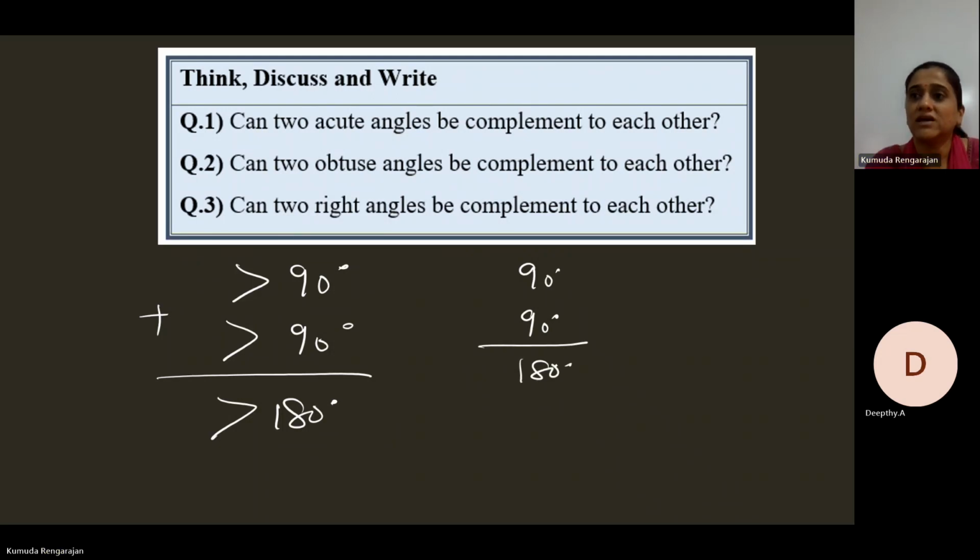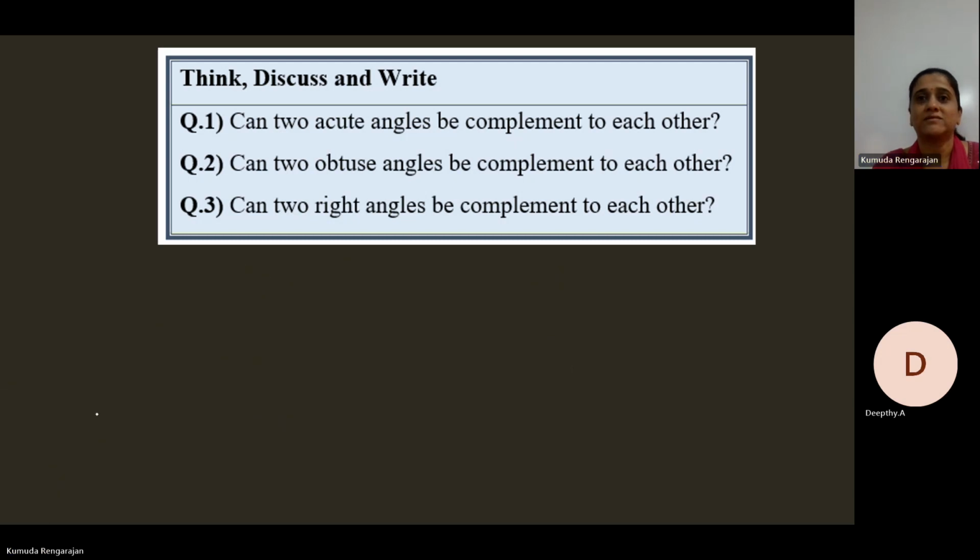So how do you check if they're complementary angles? You should find the total. If the sum of the two angles is exactly 90 degrees, not 89.5, you should strictly get the sum 90 degrees. No leniency there. If it was 89.99, you can't say yes, they are complementary. Exactly 90 degrees. So two right angles cannot be complements of each other because 90 plus 90 is 180.